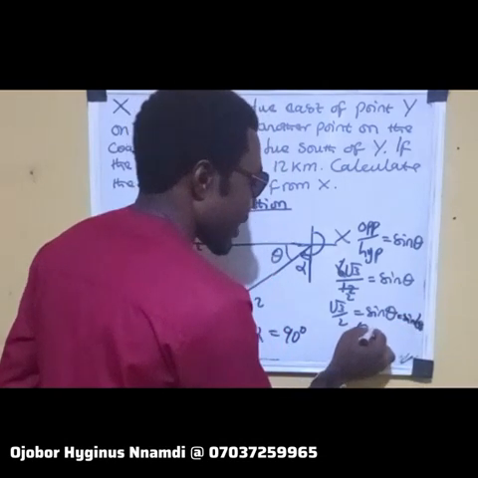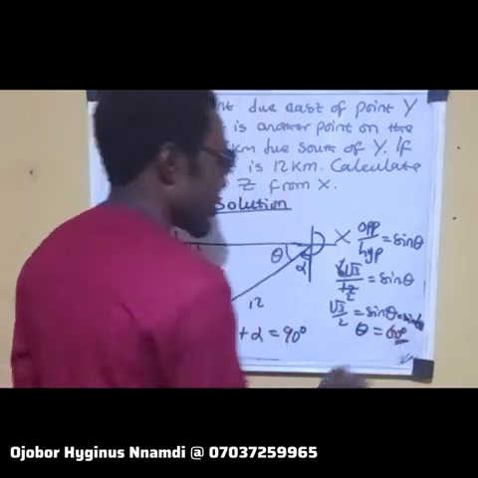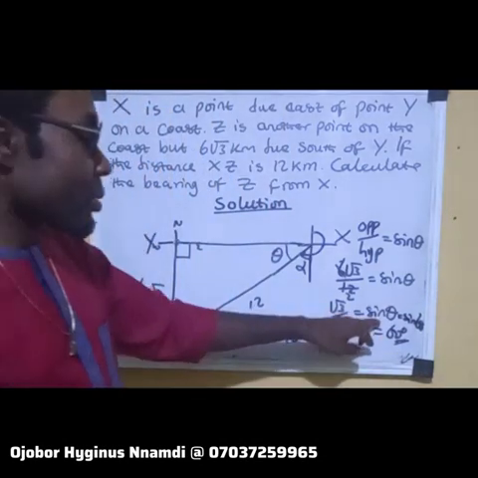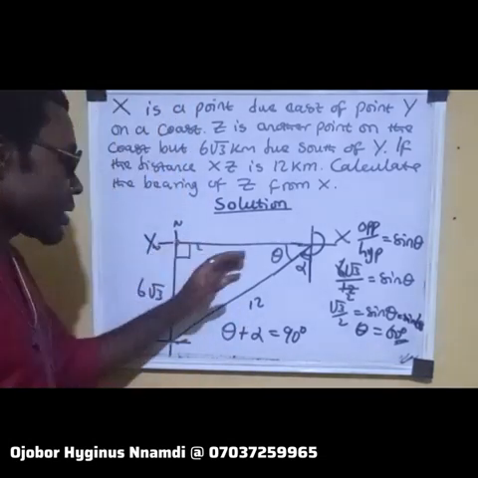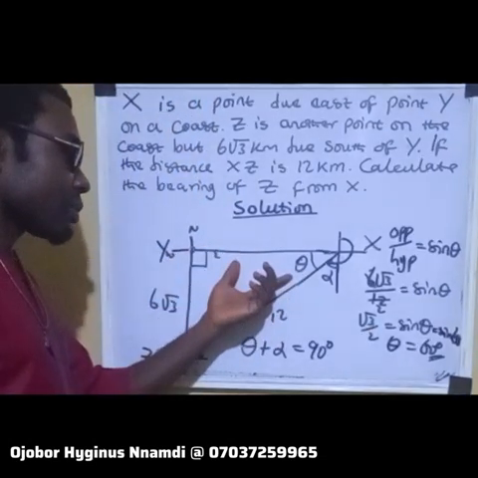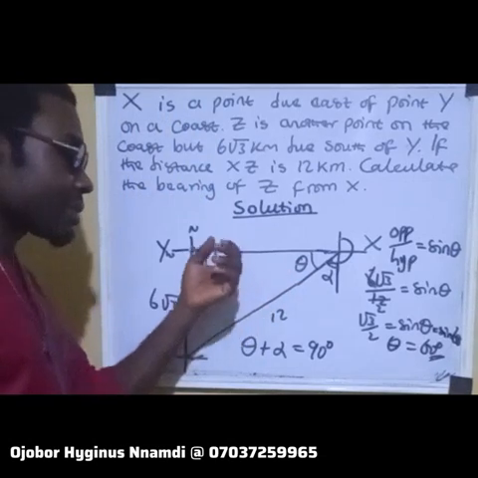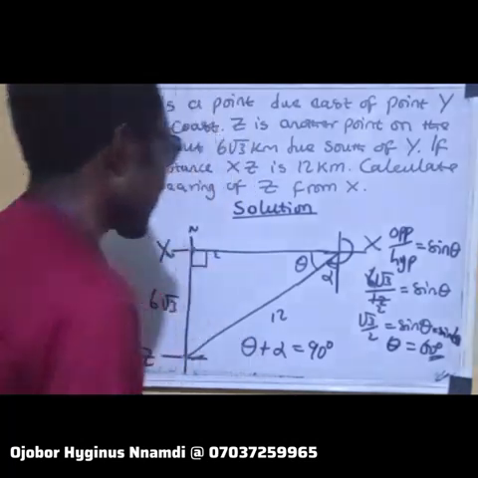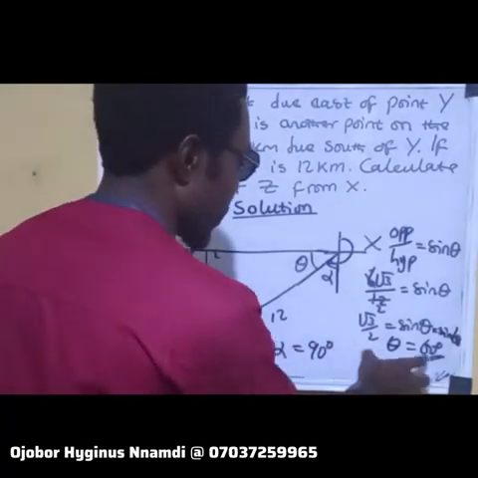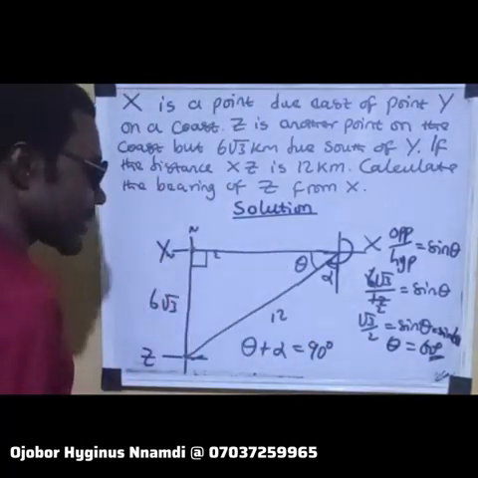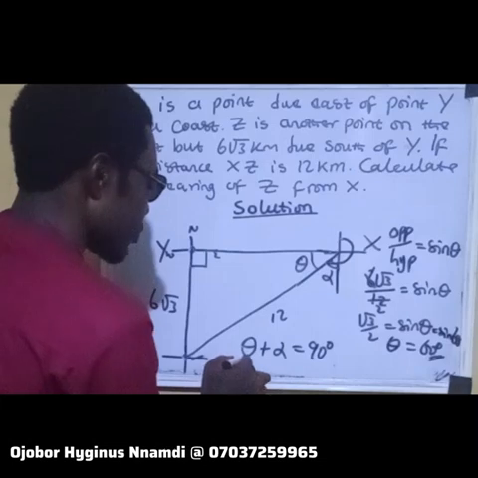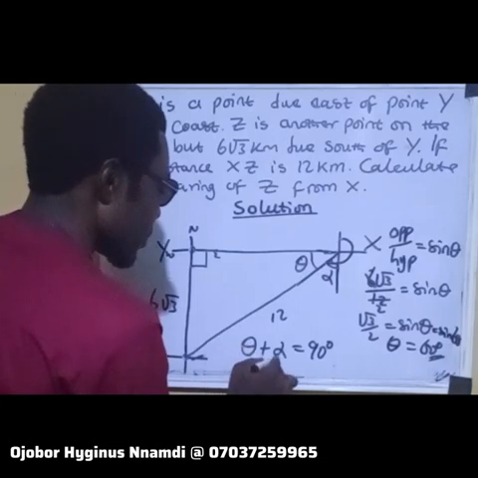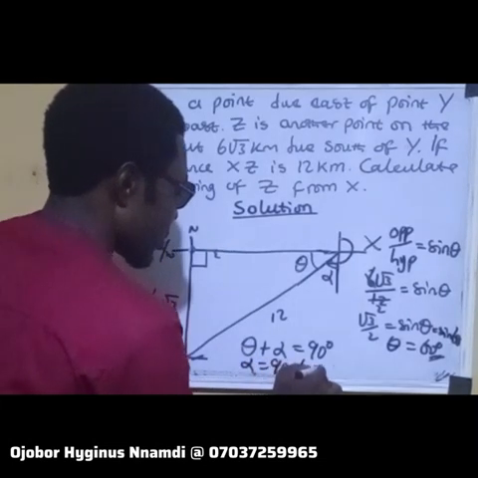It therefore means that theta is equal to 60 degrees, because it is only sine 60 that will give you √3/2. There's no other angle in the first quadrant that will give you that, because this is a right angle triangle, and there is no angle in this triangle that is beyond the first quadrant. So we have gotten our theta as 60. If theta is 60, alpha will be equal to 90 minus 60, and that is equal to 30 degrees.